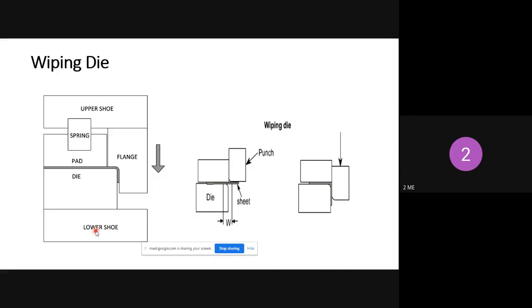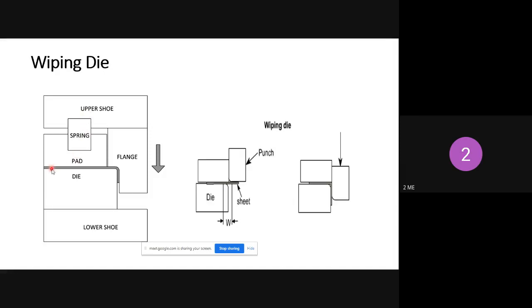Wiping die is nothing but bending into a shape. This is called the upper shoe, which is nothing but the punch. The lower shoe is nothing but the anvil. What is the function of the anvil? It is nothing but a strong base structure. This is the punching case, and this is a spring attached to the ram. The spring is attached to the punch.